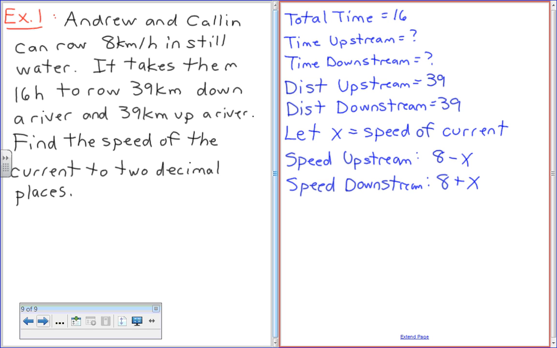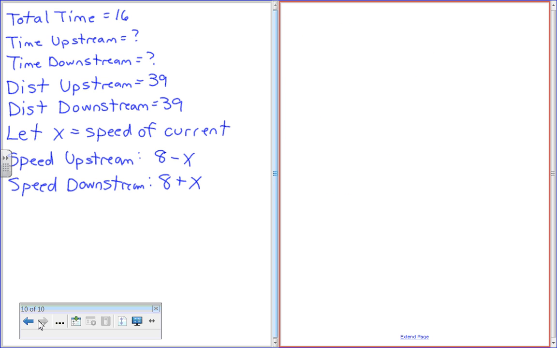All right. What I'm going to say is, though, because I was given the total time, and I don't know how much the time upstream and time downstream is, I'm going to make an equation that says total time equals time upstream plus time downstream.